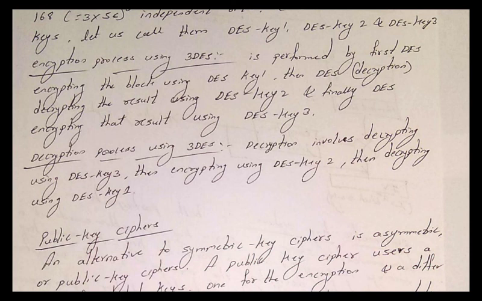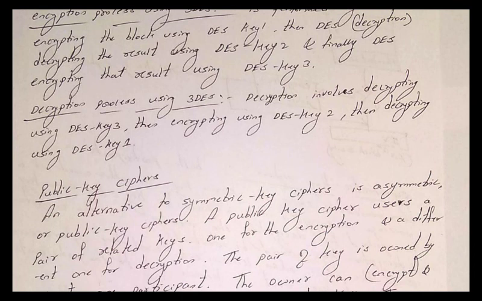The next topic is public key ciphers, also called asymmetric keys. So we are going to stop here, and next we are going to continue with public key ciphers, or asymmetric keys.